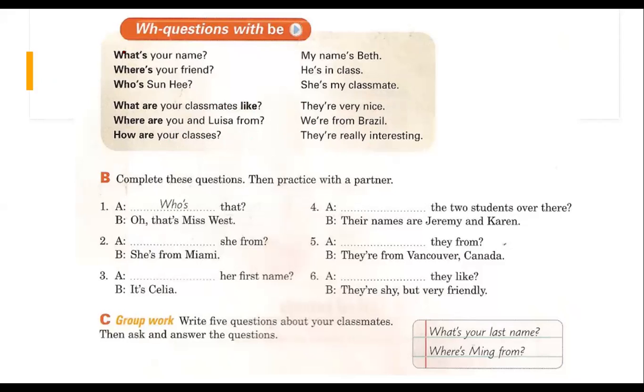And we say what for something, where for a place, who for someone, what for a situation, and where for a place again. So what you're going to do right now, in the last 5 minutes that we have in this class, you're going to write the WH questions, what, where, who, and how, and respond like this. Who's that? Oh, that's Miss West. Understood, everyone? What you have to put is the WH question and the verb be together.